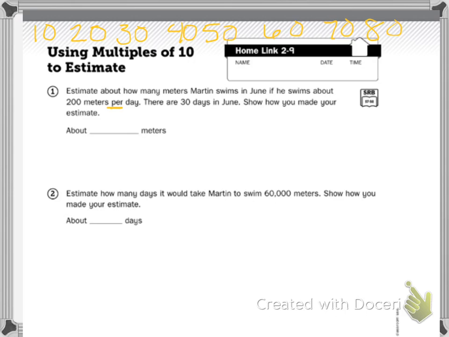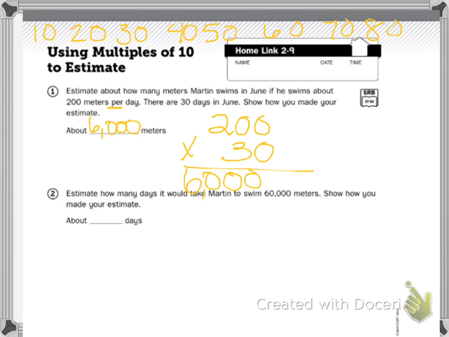So he swims about 200 meters per day. So I know if he's swimming 200 meters, per means to multiply, and then 30. So I'm going to just ignore the zeros, and then I have 2 times 3 is 6, and I'm going to add 3 zeros, my 3 zeros. So I'm going to say he swims about 6,000 meters in 30 days. And you might even write that.